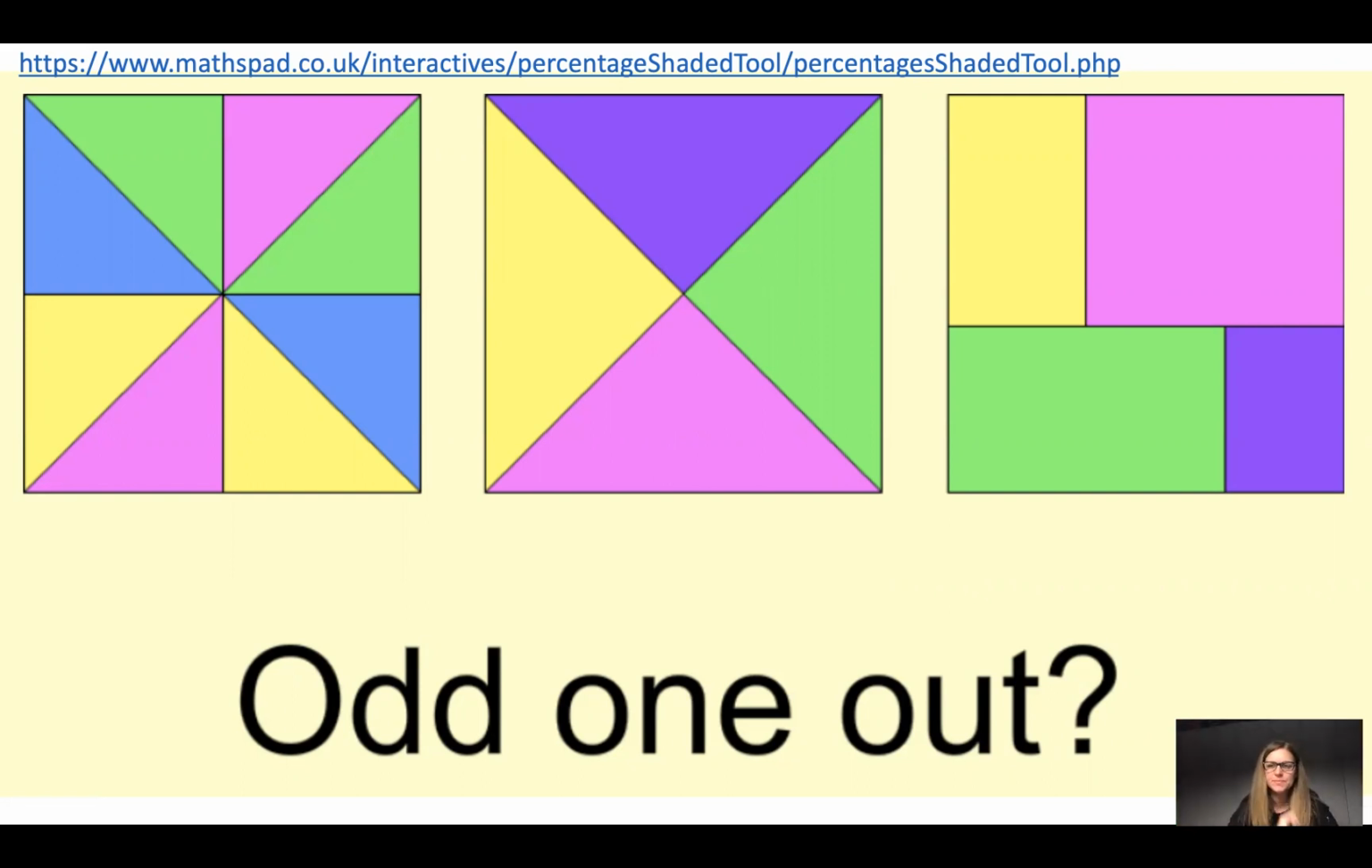Time's up. Okay, so if we look at our first two squares, they've been cut into 8 equal parts for this one, 4 equal parts for this one, but this one, the parts are not equal. Okay, very important. Then when we're looking at fractions and percentages, we cut our shape into equal parts. Let's look at the next slide.